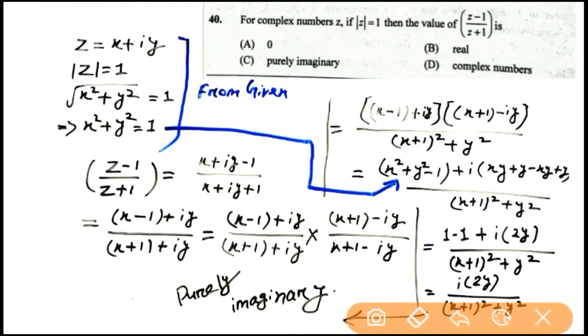So option D is the correct answer, 2π by 3. Now we have the final question, question number 40. For complex numbers z, if mod z equal to 1, then the value of (z minus 1) by (z plus 1) is.